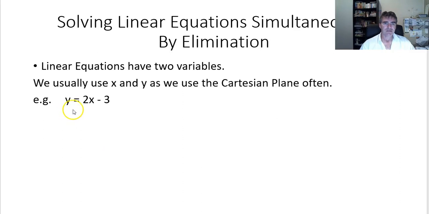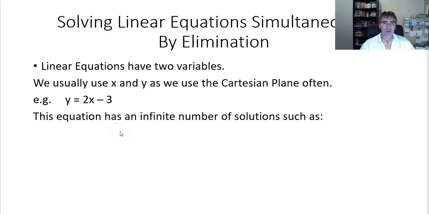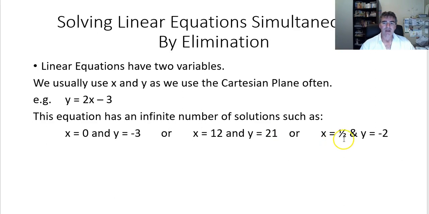So for instance, we have y equals 2x minus 3 is a linear function. And this equation has an infinite number of solutions. For instance, we can have x equals 0, so 2 lots of 0 is 0, take away 3 is negative 3. So we have the solution 0, negative 3. When x is 12, 2 lots of 12 is 24, take away 3 is 21. And also when x is a half, we get y equals negative 2. So they're just three solutions.